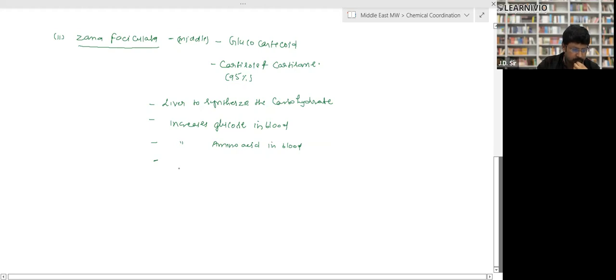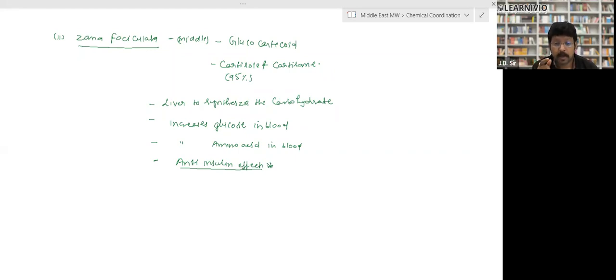Next point. It has an anti-insulin effect. This is very important. Make a star. This is a question for the medical examination. Look, the function of cortisol is to increase the glucose level in blood, and the function of insulin is to reduce the glucose level. Hence, both are antagonistic. Both have opposite functions. That's why anti-insulin effect means it has a function opposite to insulin, right?